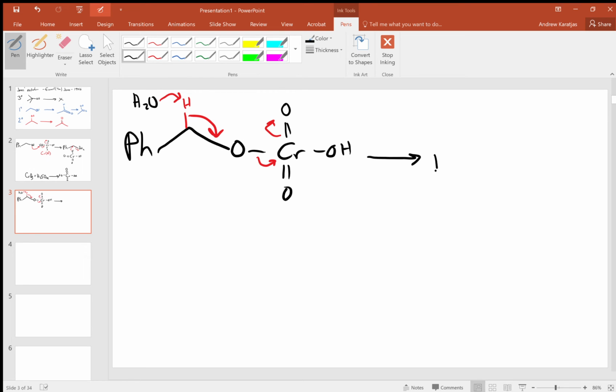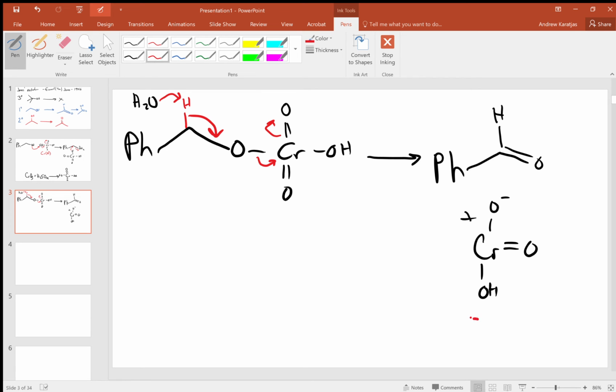And so as a result, we form an aldehyde, and then the leftover chromium forms this reagent, which now is chromium 4. So the carbon that was the alcohol has been oxidized by 2 electrons. The chromium is what gets reduced. Now, it might seem like we're done. And had we started with a secondary alcohol, we would be done.